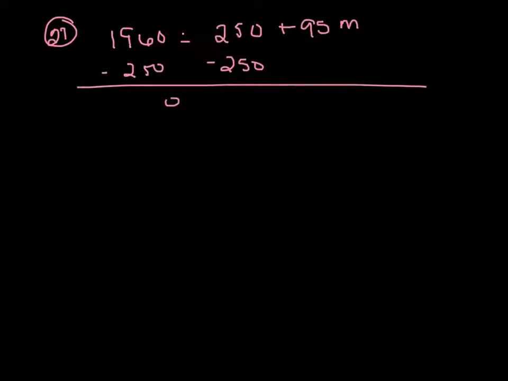So we know he has $1,960 total. And in that, he's got to pay $250 for the one-time fee plus $95 a month. Now I just need to solve for M. So if we subtract our $250, we get $1,710 equals 95M. Divide by 95. And we're going to get that M is 18. So he would be able to rent for 18 months.